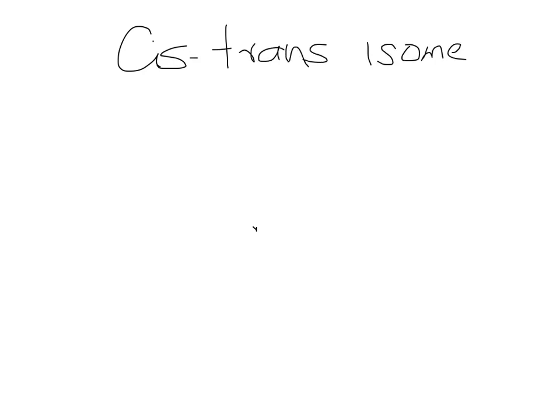Now in this video I'll talk to you about an important feature of alkenes. In fact, any system containing a C=C double bond, that's known as cis-trans isomerism. Remember, what is isomerism? Isomerism is a phenomenon where two or more compounds have the same chemical formula but they have different structures.